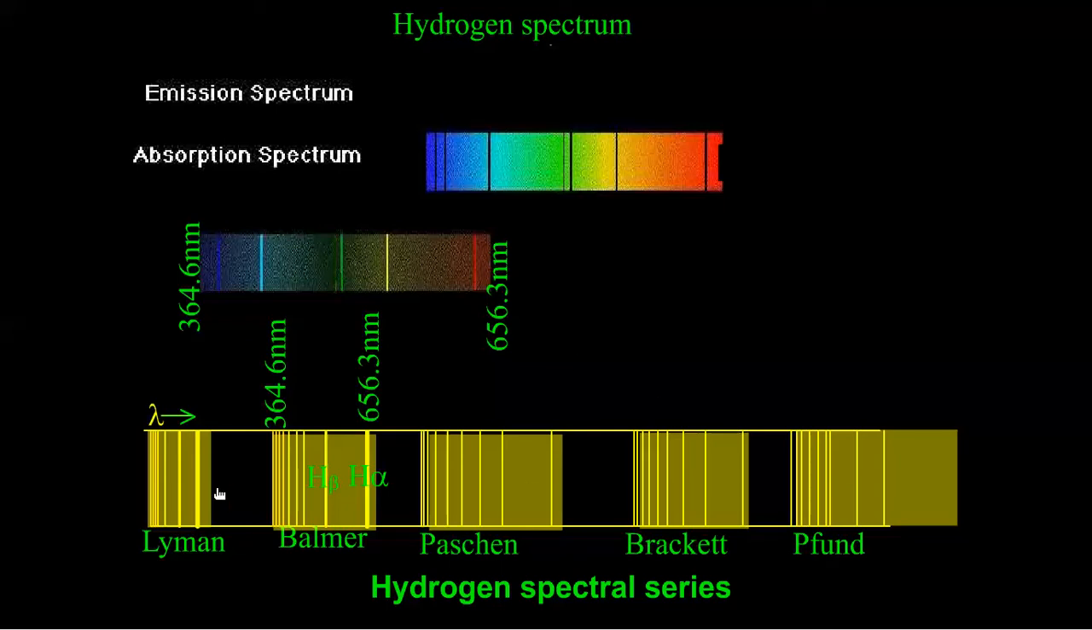So by knowing the arrangement of these lines, this spectral series or spectral lines, we can understand the structure of the hydrogen atom. So the spectrum helps in understanding the structure of the hydrogen atom and also in identifying the element. So this is about the hydrogen spectrum.